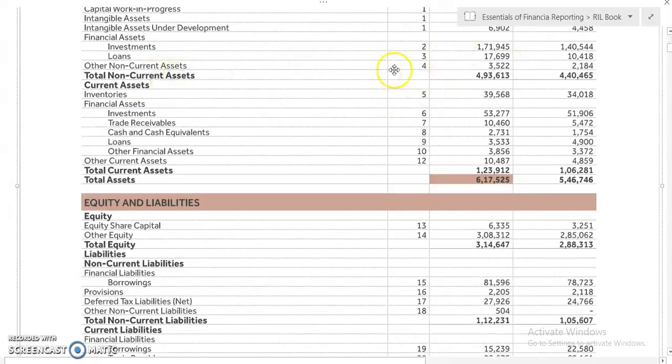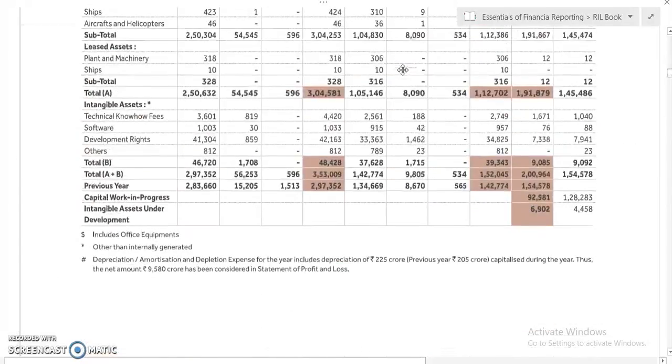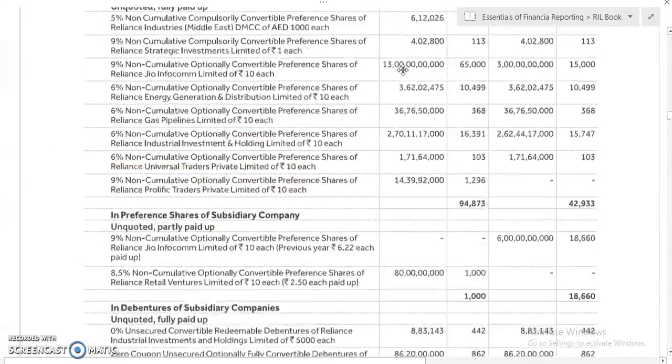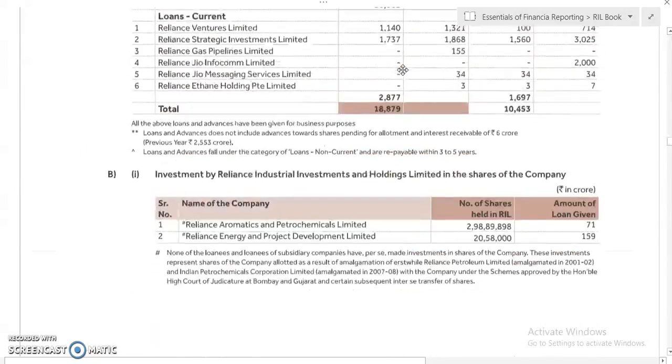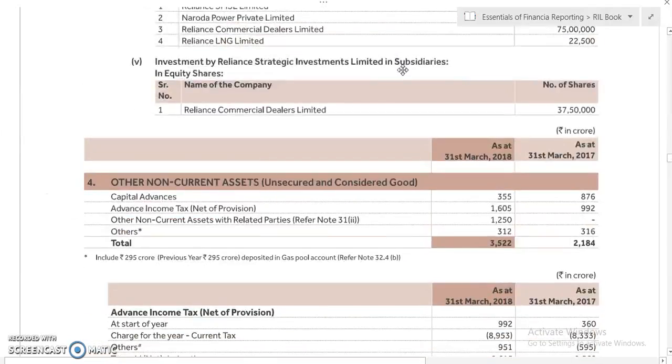Now look at the non-current assets. This is number 4. Sorry, we skipped that. So number 3, then you have number 4. Other non-current assets are capital advances and advance income tax, which is normal in companies, where they give advance income tax to the government, which is required by law. And then here you can see capital advances also. They may have paid some money for buying assets in advance.